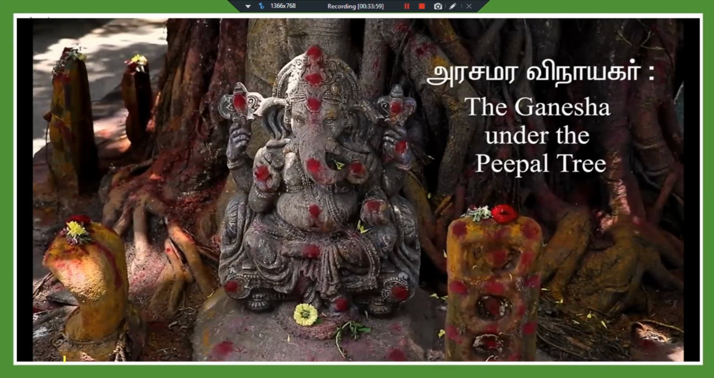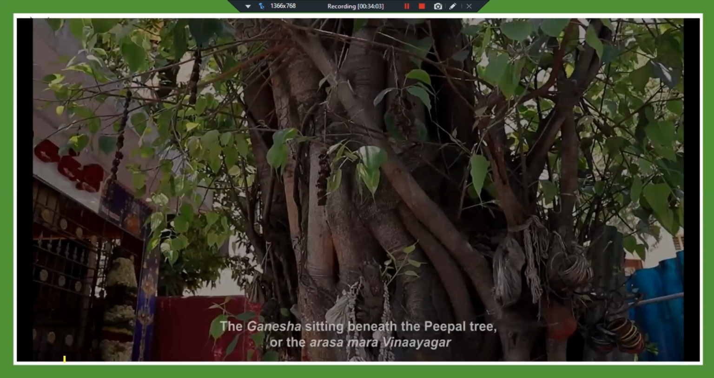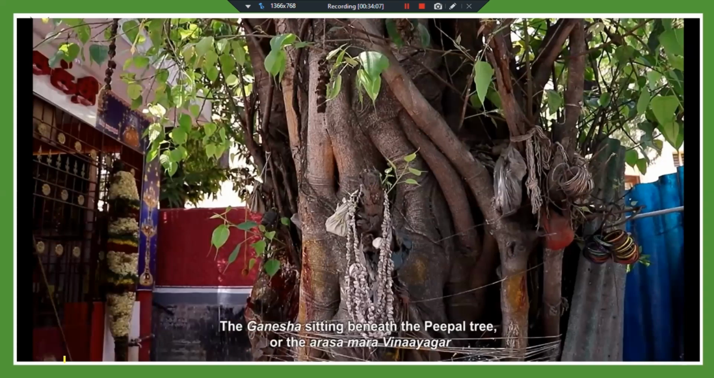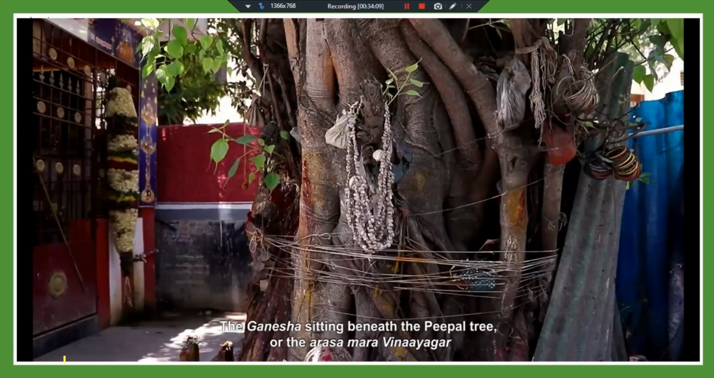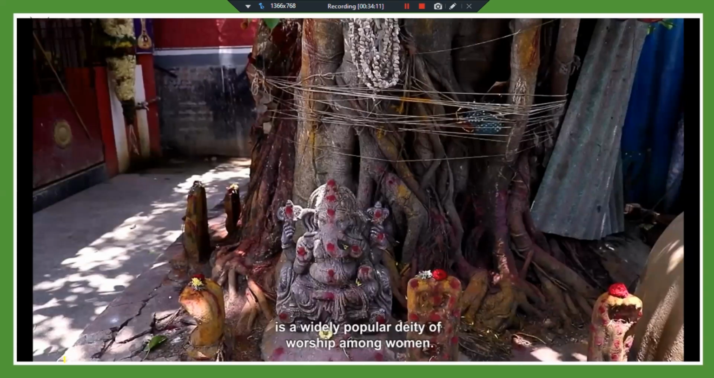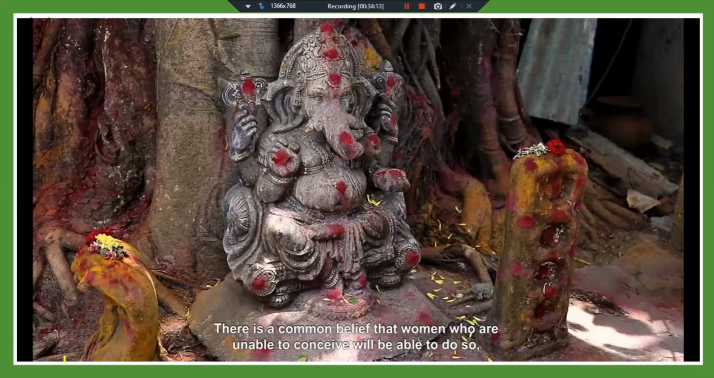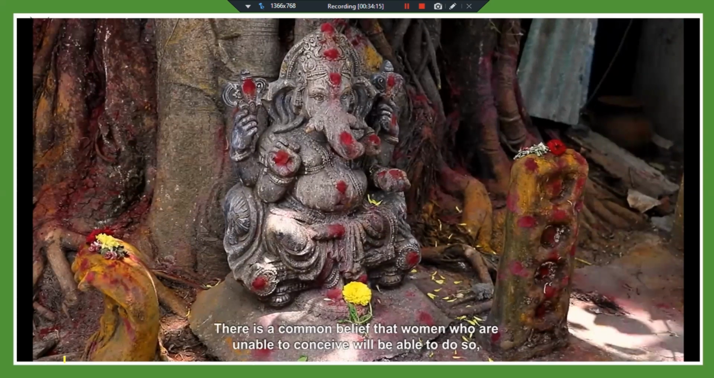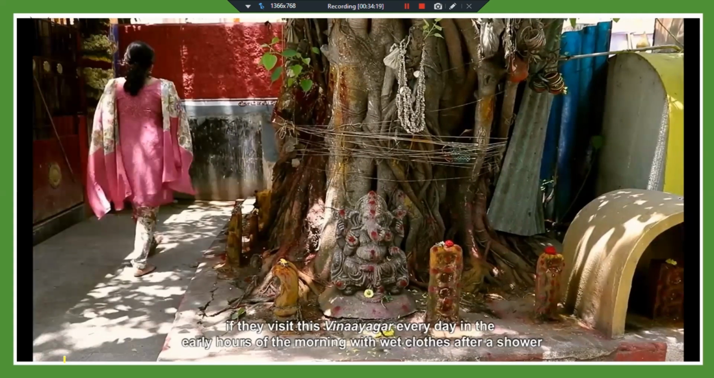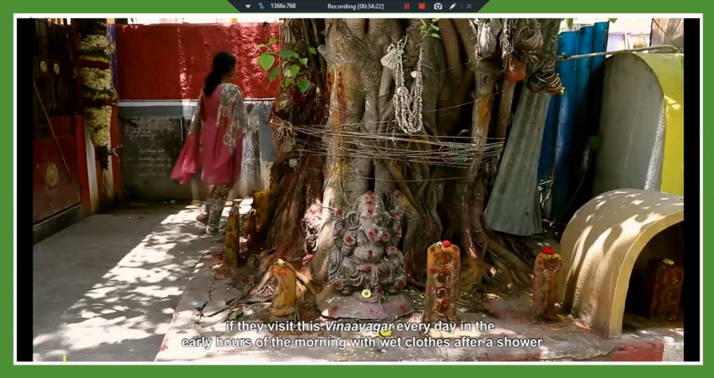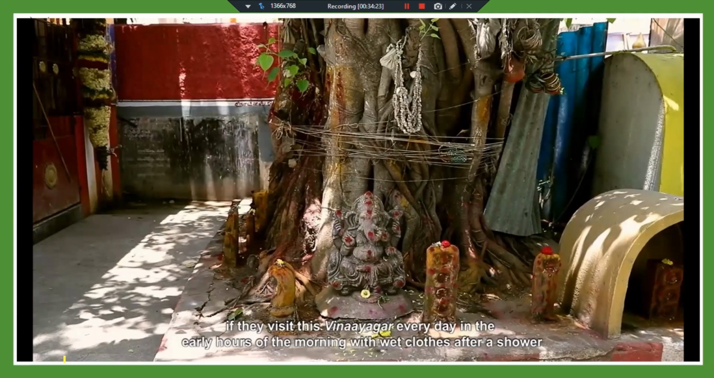The Ganesha sitting beneath the peepal tree or the Arasamara Vinayagar is a widely popular deity of worship among women. It is a common belief that women who are unable to conceive will be able to do so if they visit this Vinayagar every day in the early hours of the morning with wet clothes after a shower and walk in circles around the tree.